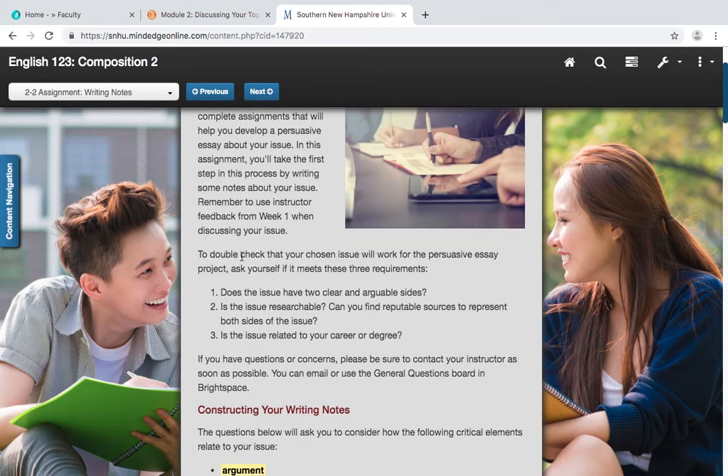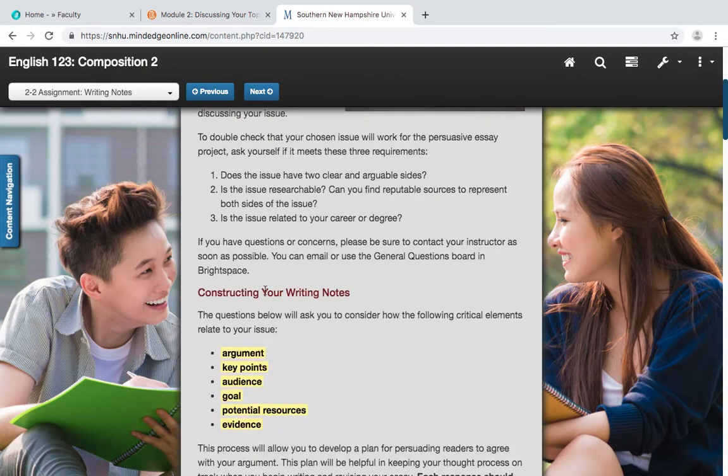It provides a little double check here to make sure that your chosen issue will work for the persuasive essay. Does it have 2 clear and arguable sides? Is the issue researchable? Some of you did voice concerns that you were not finding a lot when it came to research for one of your 2 topics, and I think that it is wise to go with the topic that you're confident you can find that research for. And then is the issue related to your career degree? We've talked about that.